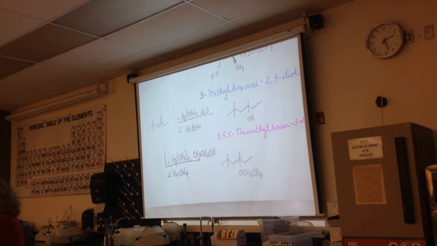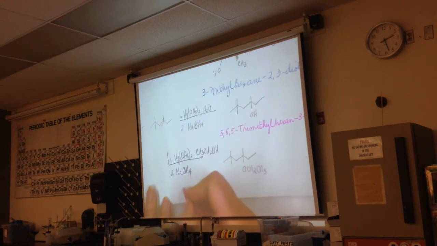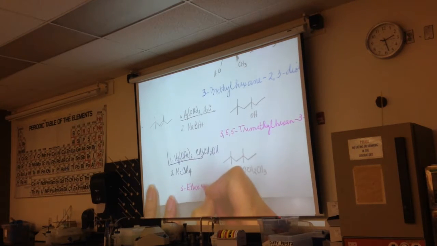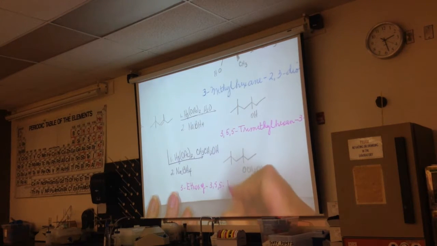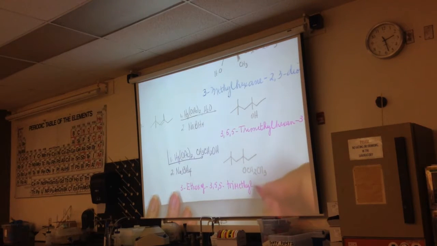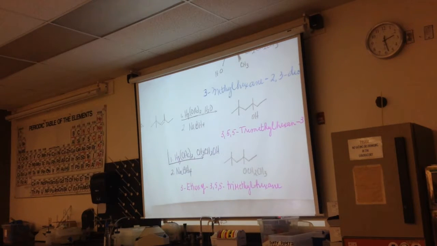Ethoxy is correct. So the way that that one will be called will be 3-ethoxy. And then the same thing, 3, 5, 5, trimethyl hexane. The alkane is now the parent. Okay, so alkane is the parent. Alphabetically again, so the E for ethoxy and then the methyl.